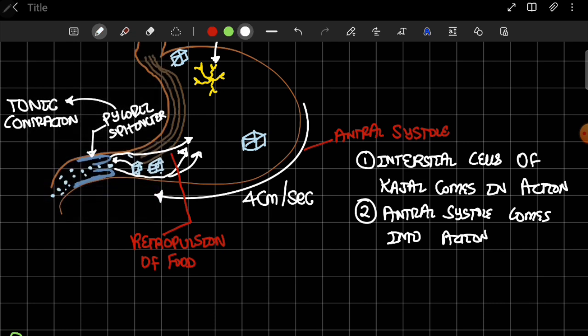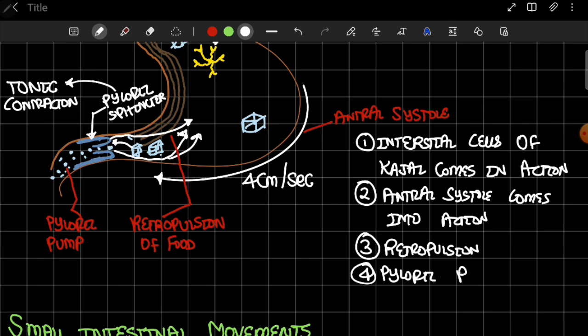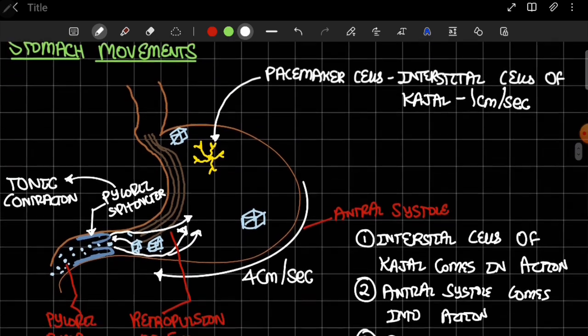And one interesting thing, when this retropulsion of food is occurring, the pyloric sphincter is simultaneously pumping the food downwards. And this phenomenon of pumping the food downwards simultaneously with retropulsion is known as pyloric pump. So, first of all, interstitial cells of Kajal, then the antral systole, now retropulsion, and simultaneously the pyloric pump. These are the 4 important steps in the stomach movements.